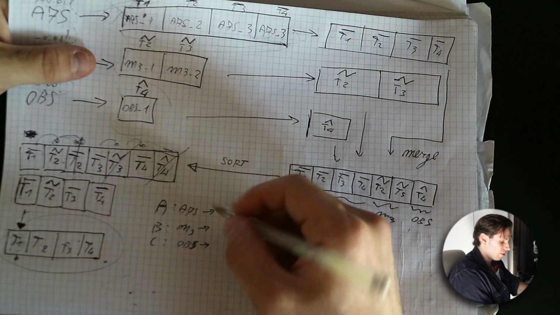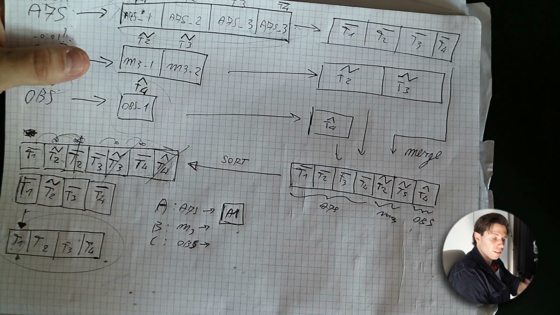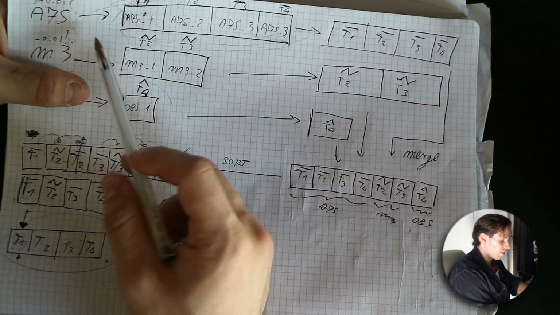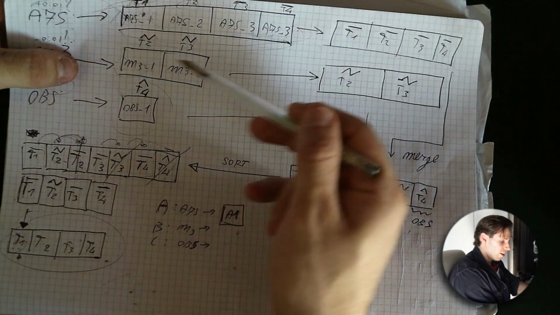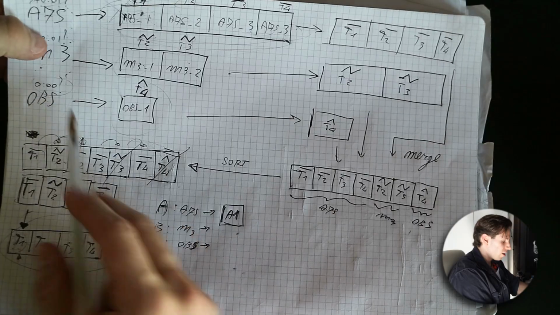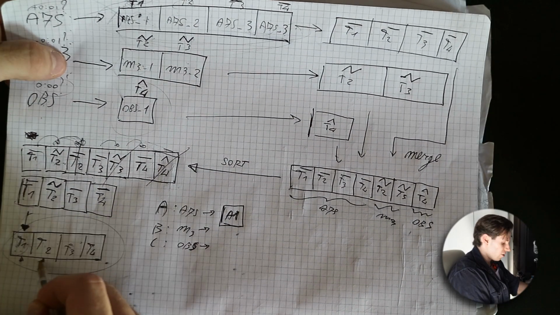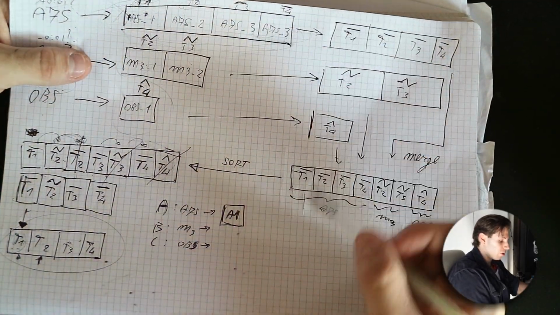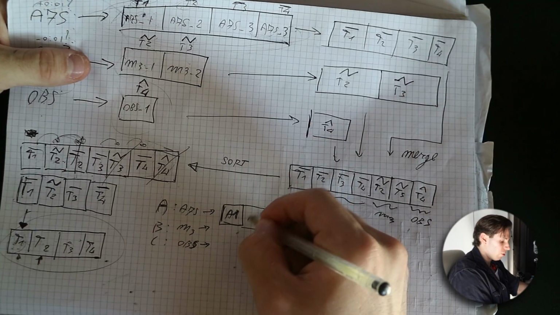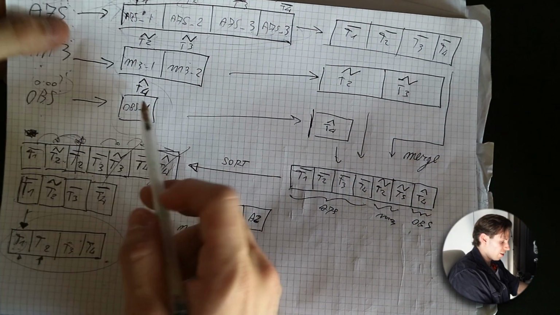Yes, it contains that, so I can call it A1, and then it will stop for A7S. Does M3 contain a T1? No. Does OBS contain something similar to T1? No. Let's check T2. Does A7S contain something similar to T2? Yes. So I will make A2. And I will stop for A7S.